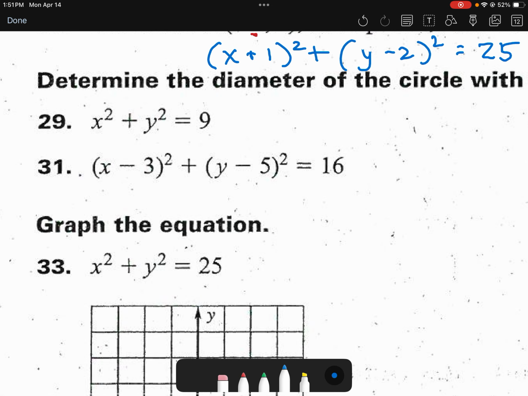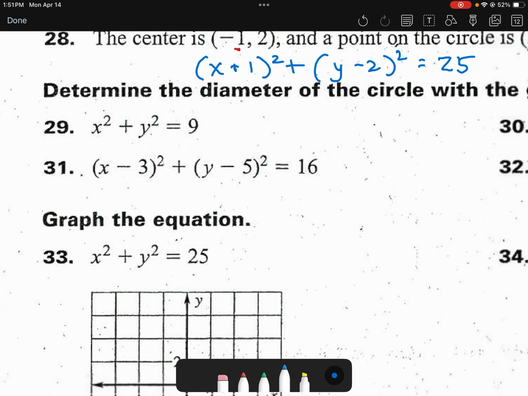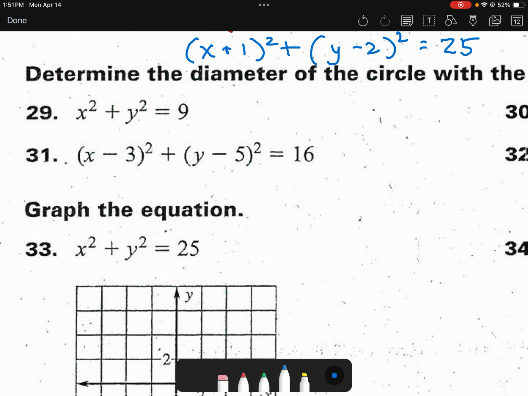Okay, next section down. What is the diameter of the circle with the given equation? Well, I know my radius is 3. That's the square root of 9. So that makes my diameter 6. Okay, likewise here, I know my radius is 4, that's the square root of 16, so my diameter is 8. You're just doubling the radius to get diameter.